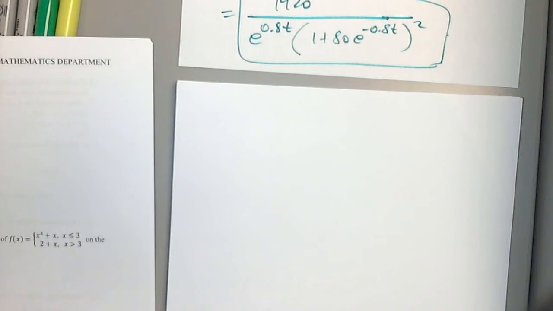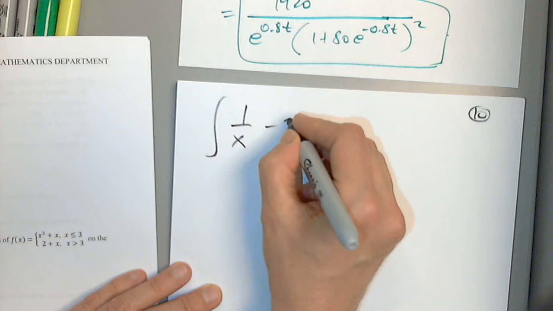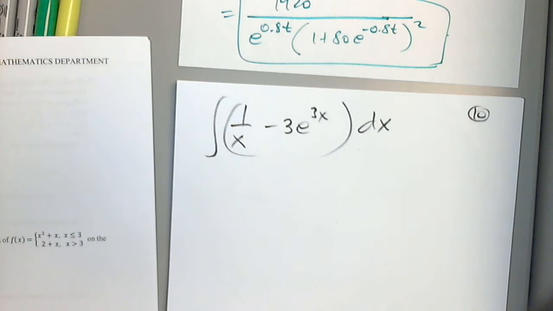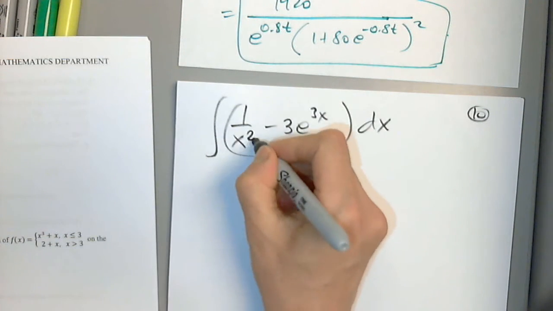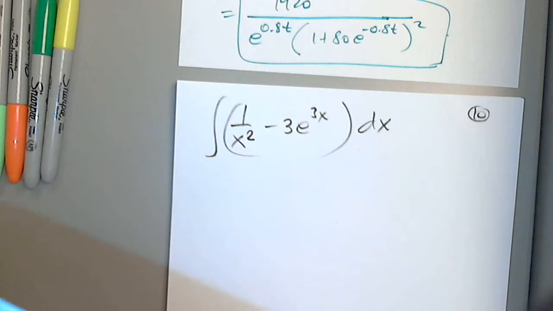Okay, moving on. So we have the integral of 1 over x squared minus 3e to 3x dx. Is this a definite or an indefinite integral? Indefinite. Very good. So you're going to get what as the answer? A function. Actually, a family of functions. Very good. Excellent.